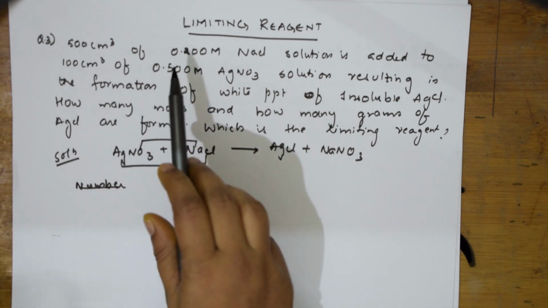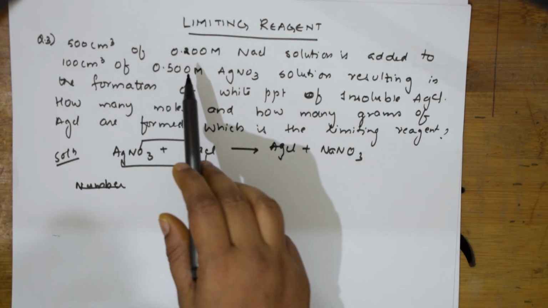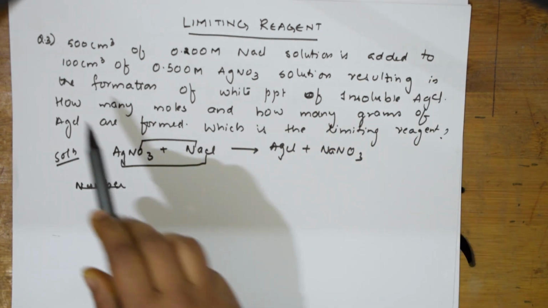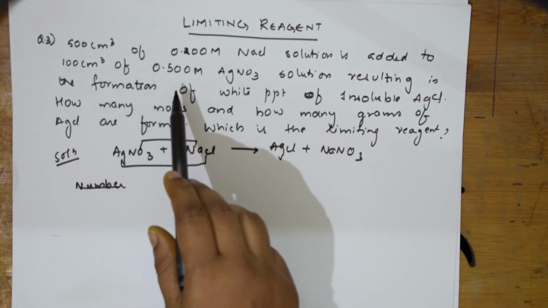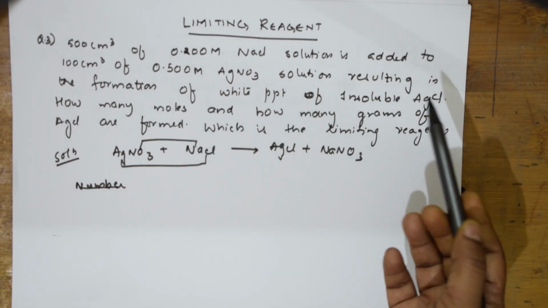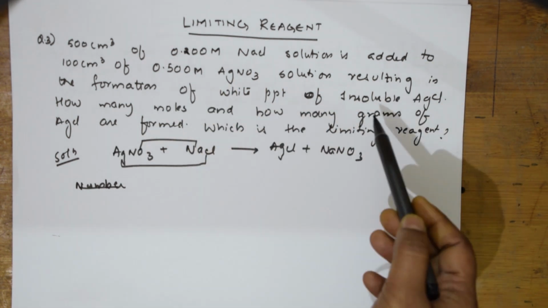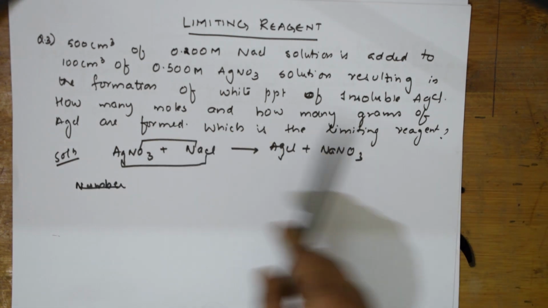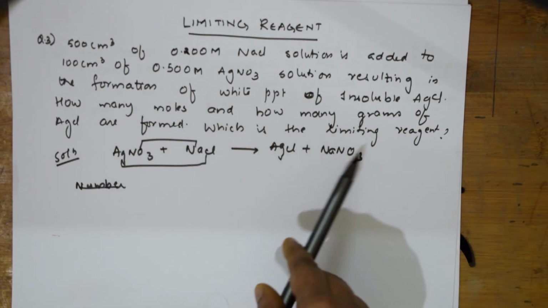500 centimeter cube of 0.200 molar NaCl solution is added to 100 centimeter cube of 0.500 molar AgNO3 solution, resulting in the formation of a white PPT of insoluble AgCl. How many moles and how many grams of AgCl are formed? What is the limiting reagent?